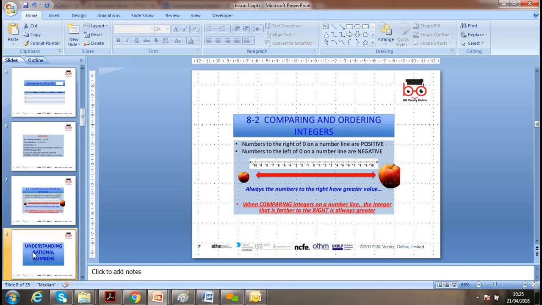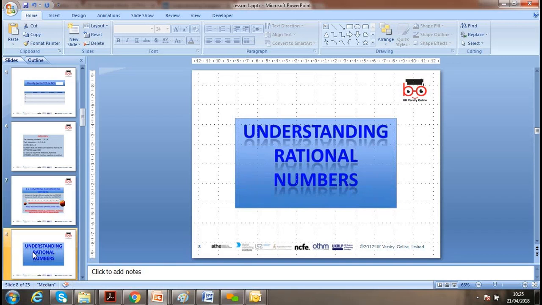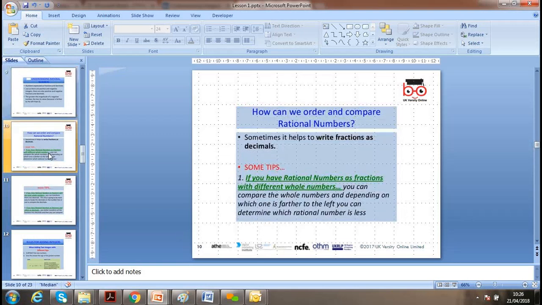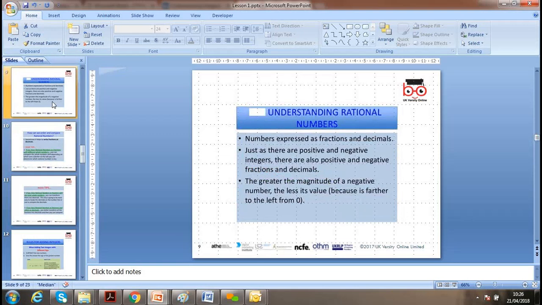Okay, next we're looking at the rest of the numbers. Okay, numbers expressed as fractions. Understand the rational numbers. Numbers expressed as a fraction or decimal. Just as there are positive and negative integers, there are also positive and negative fractions and decimals. The greater the magnitude of a negative number, the lesser its value, because it's normally at the left on the scale.